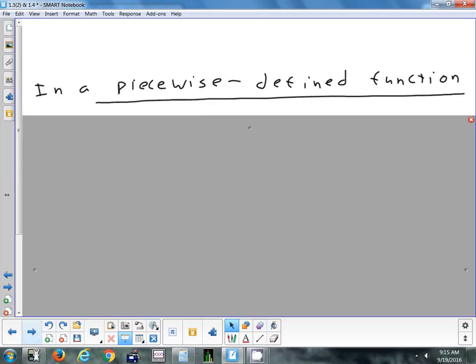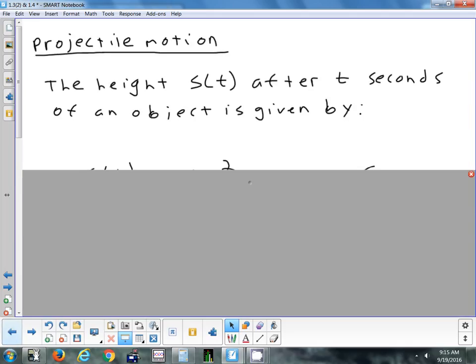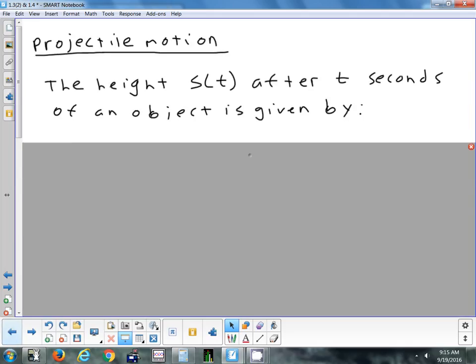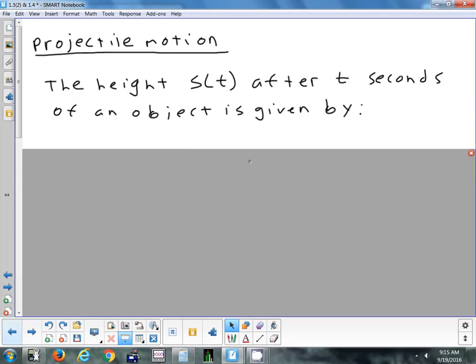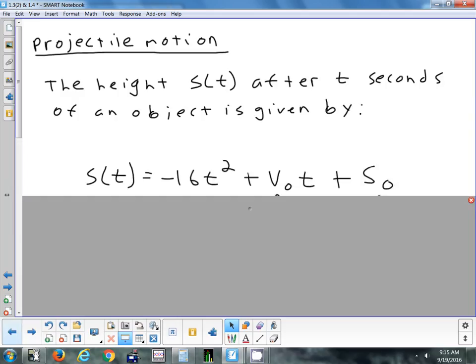Okay, so last couple things in this section. Okay, they talk about what's called projectile motion. Okay, so that's basically if you think of an outfielder throwing a baseball. Okay, that's projectile motion. Okay, throwing it in towards the infield. Okay, and we can model the height of that object using this formula.